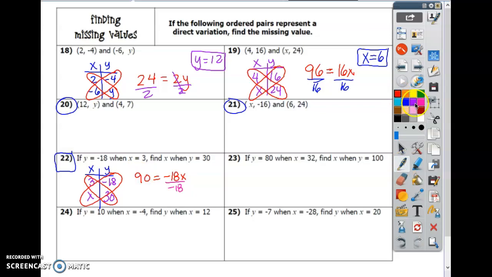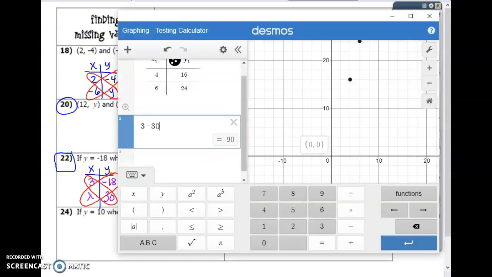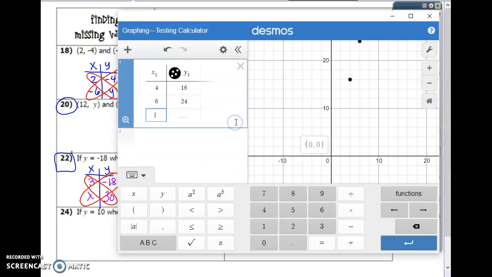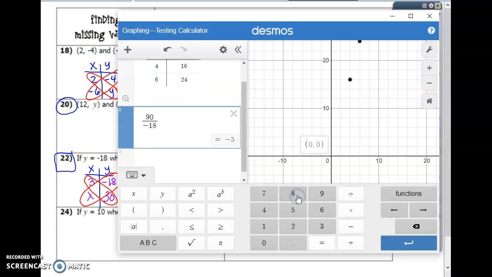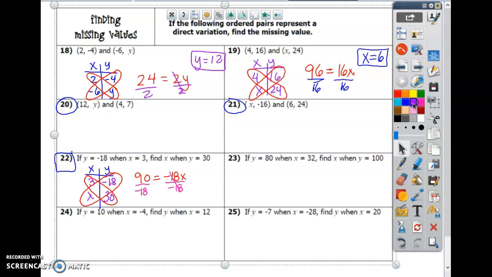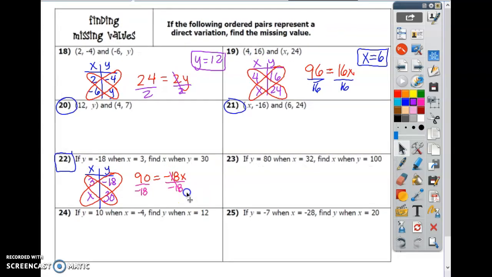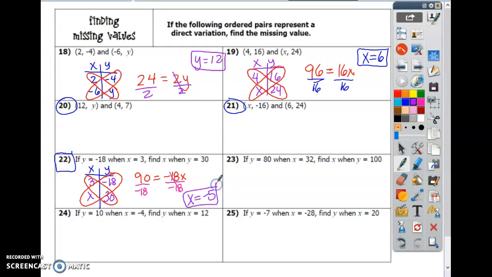And then we're dividing both sides by negative 18. So in the calculator, you're typing 90 divided by negative 18, and it gives you a negative 5. So x equals negative 5. And that's all we're looking for.